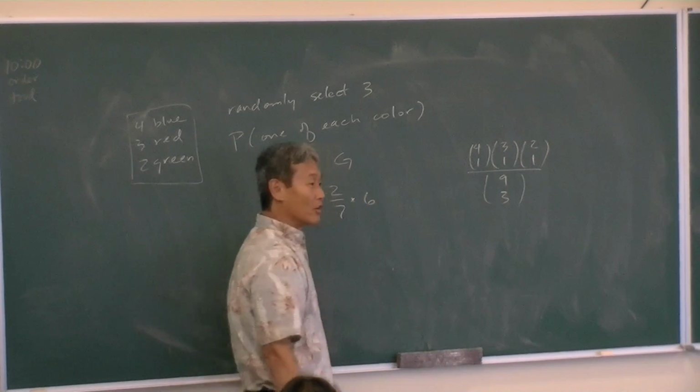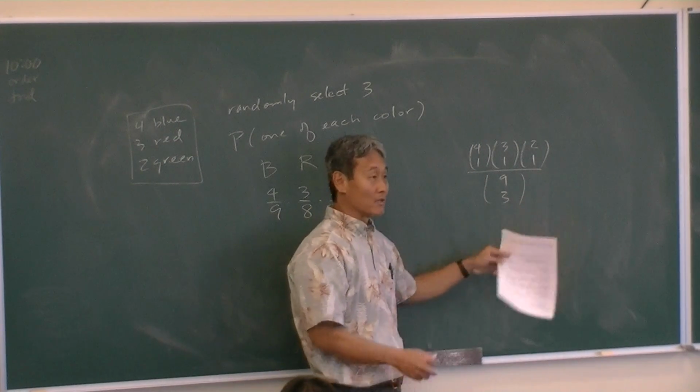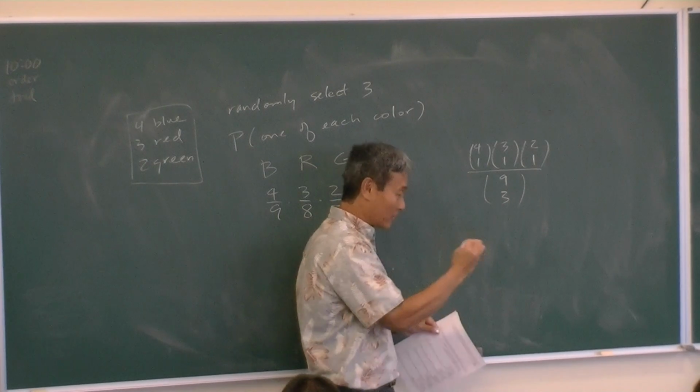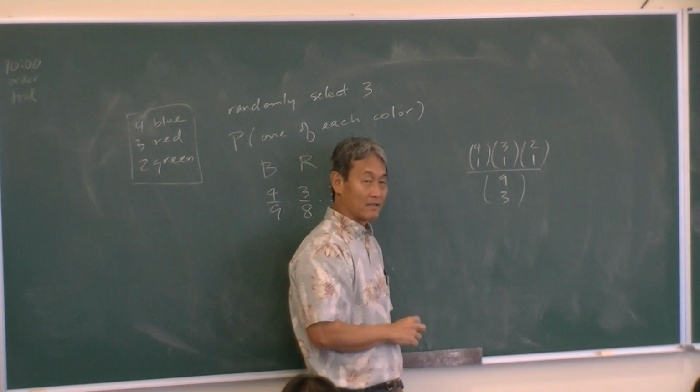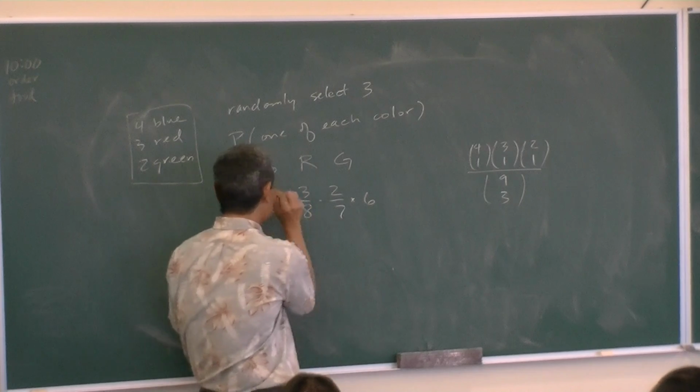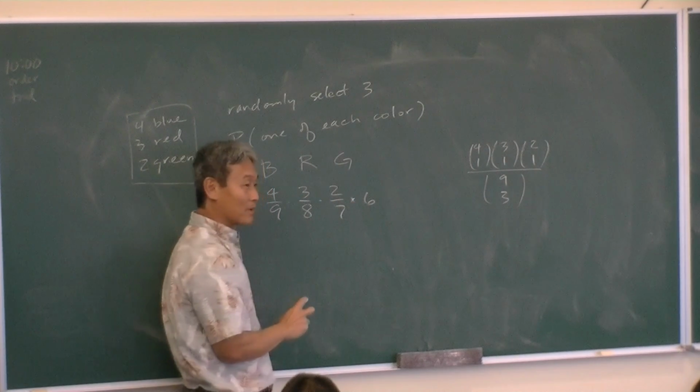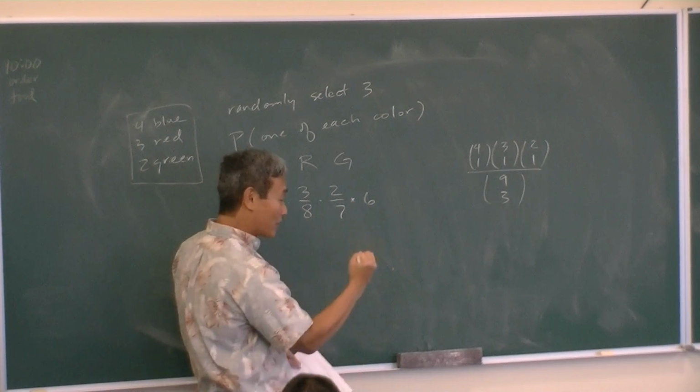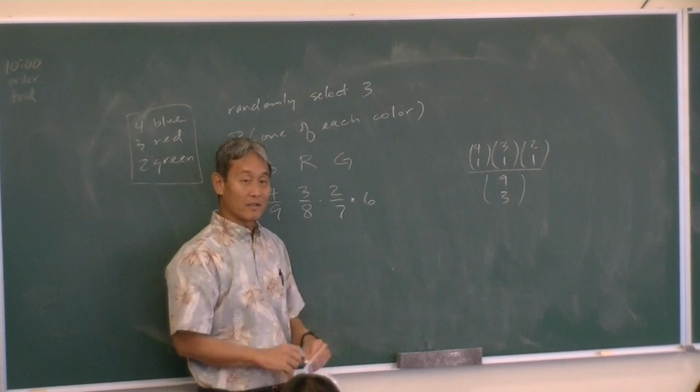Boom, that's your answer. You don't need to multiply by anything because there is no order, because you pulled out all 3 marbles at once. You get it? In the other problem, you pulled out 1 marble at a time, that's why you have to multiply by the number of orders. But if you pull out all 3 balls at once, there is no order. That's your answer right there.